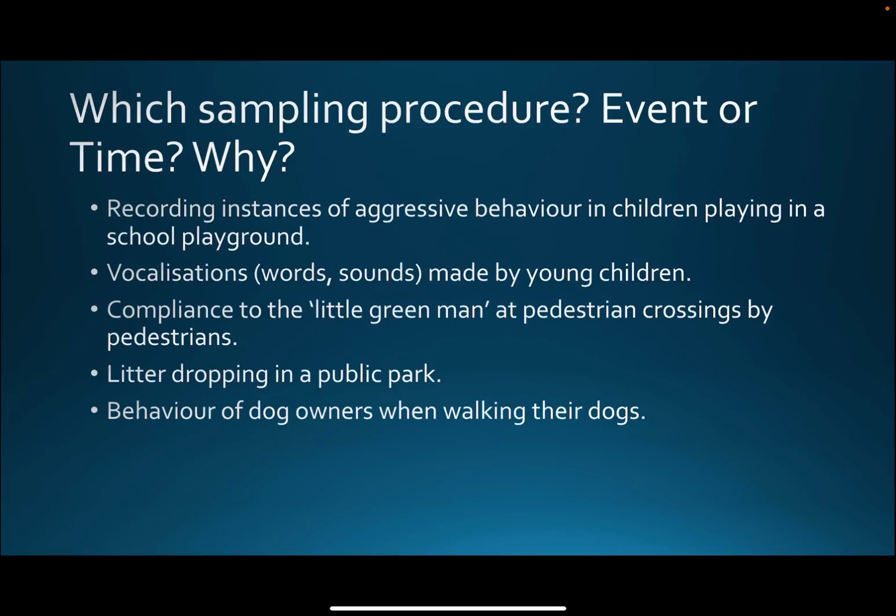And behaviour of dog owners when walking their dogs, I guess this really depends on exactly what behaviours you have in your behavioural categories, whether there are lots of different things and you need to do it in time sampling, and also how long you're going to observe for. If you're going to observe for a long period of time, then event sampling gets tiresome and difficult, whereas you might want to do time sampling there, thinking about what the dog owner does with its dog every 5 minutes or every 3 minutes or in a period of time.